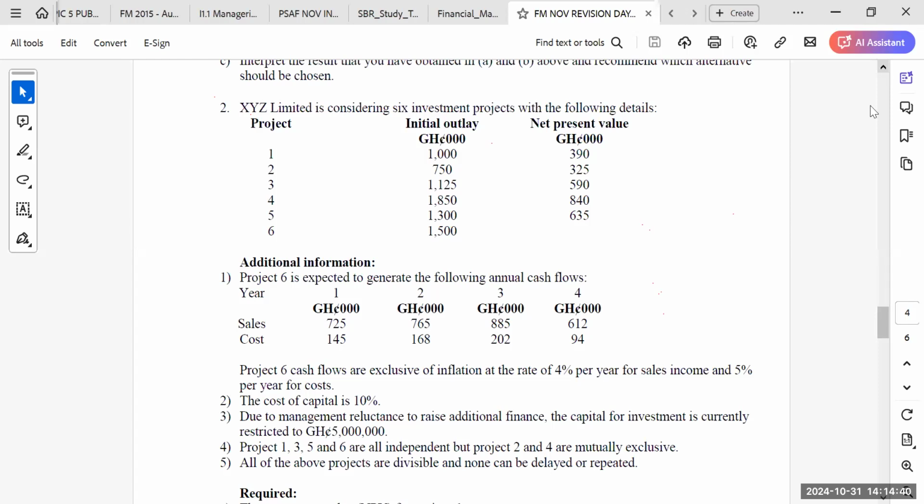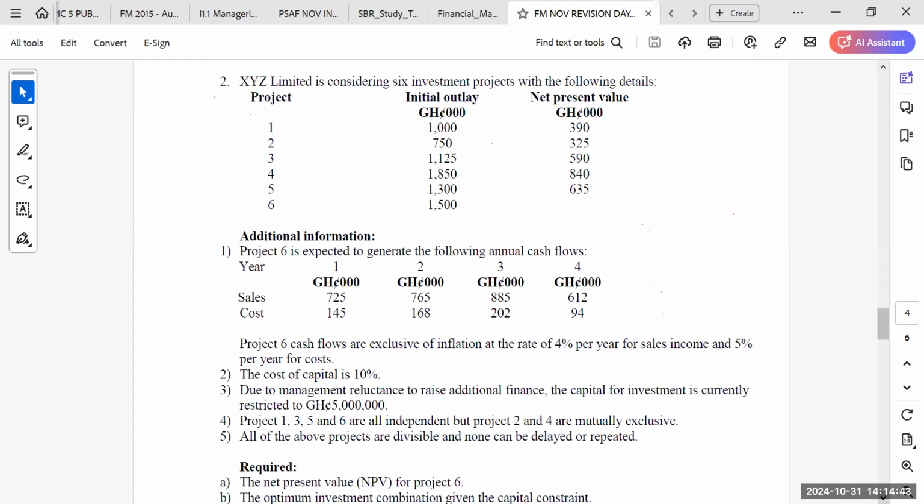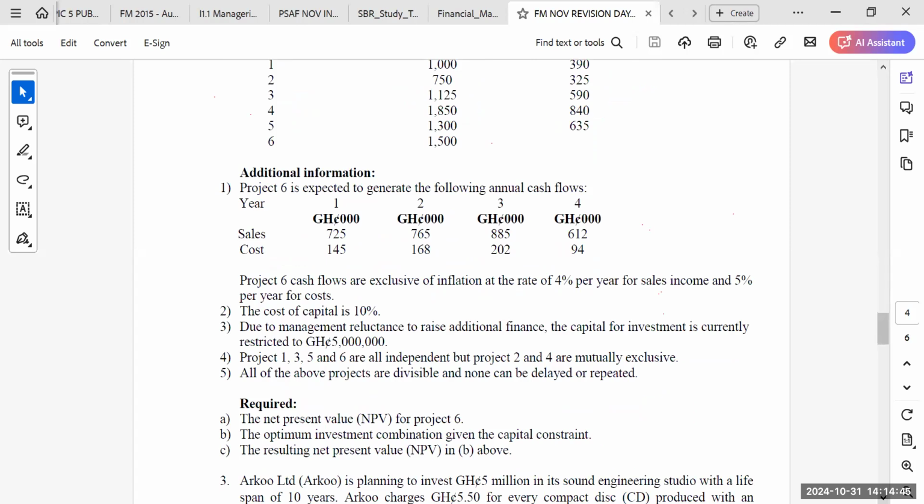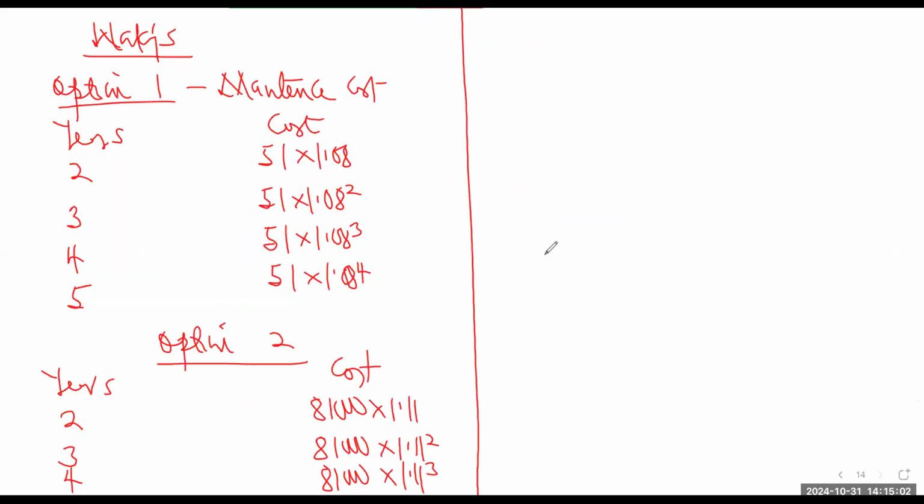So we are coming to look at the NPV of project 6. That will be the first question, the net present value of project 6. That is going to be a very simple one, but you have to pay attention to these particular figures. You have to know that all cash flow given to you when they are giving the issue of inflation, it means that they are all estimated in current terms. We are all doing them today.